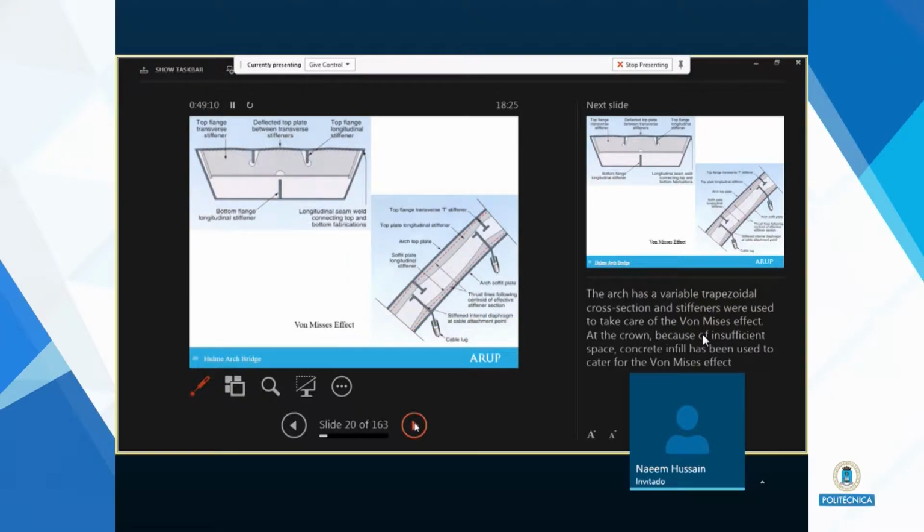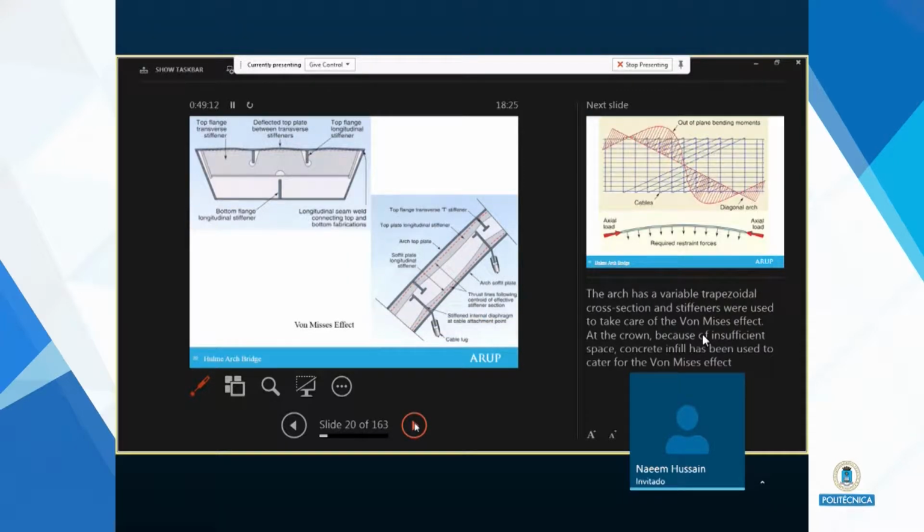And there were some interesting engineering requirements. It was a very thin arch, and there was the issue of the von Mises effect. So we actually filled the top of the arch with concrete. Now, in China, they are doing a lot of concrete-filled arch bridges, but this was an early example that we did in the 1990s.